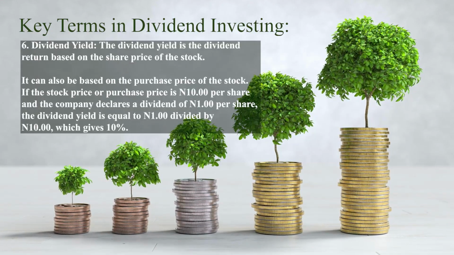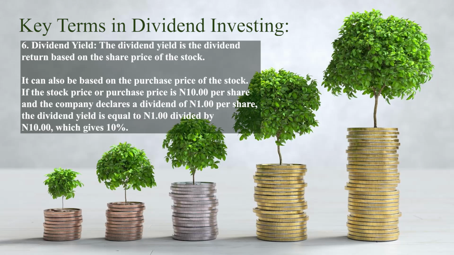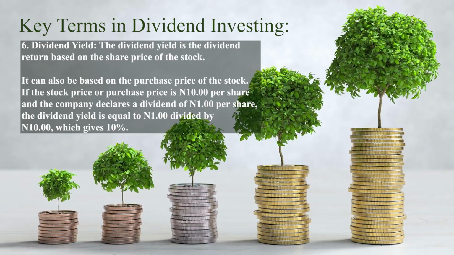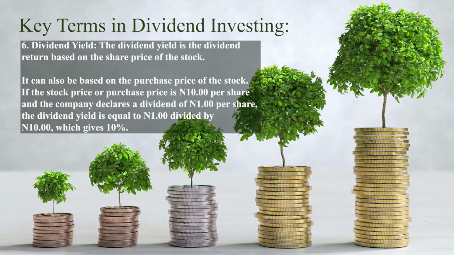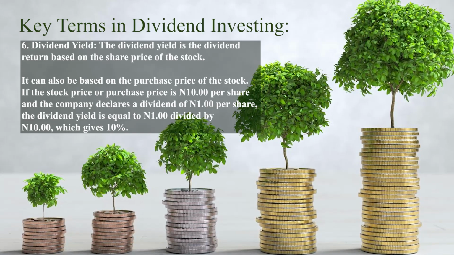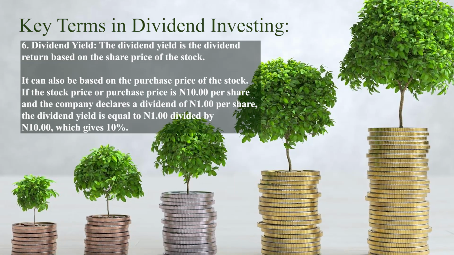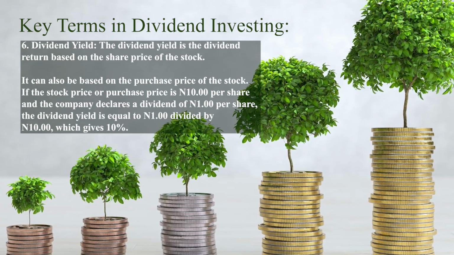6. Dividend yield. The dividend yield is the dividend return based on the share price of the stock. It can also be based on the purchase price of the stock. If the stock price or purchase price is 10 naira per share and the company declares a dividend of 1 naira per share, the dividend yield equals 1 naira divided by 10 naira, which gives 10%.